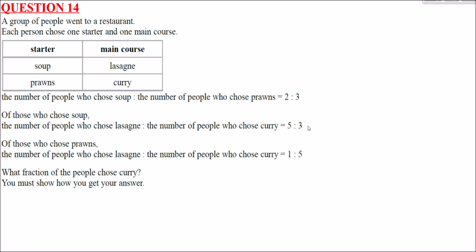choose curry is 5 to 3, and then also, of those that choose prawns, the number of people that choose lasagna to the number of people that choose curry is 1 to 5. What fraction choose curry? And we have to show how we get our answer.